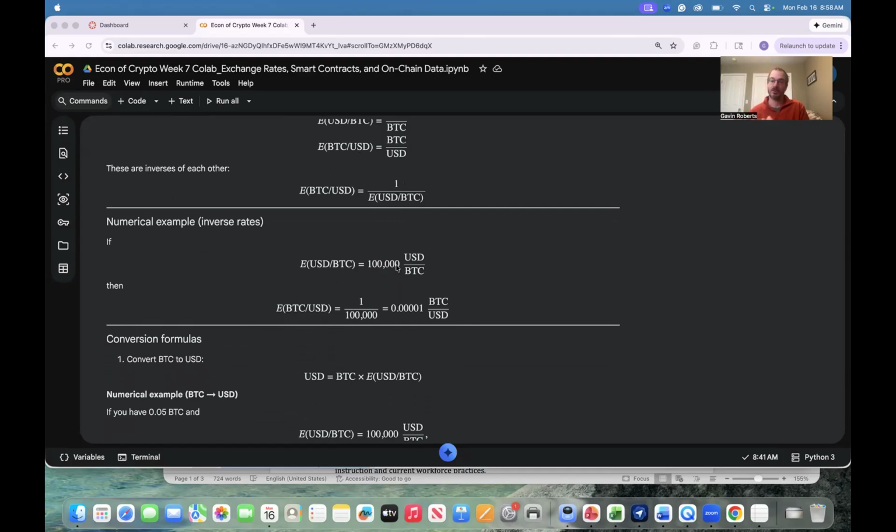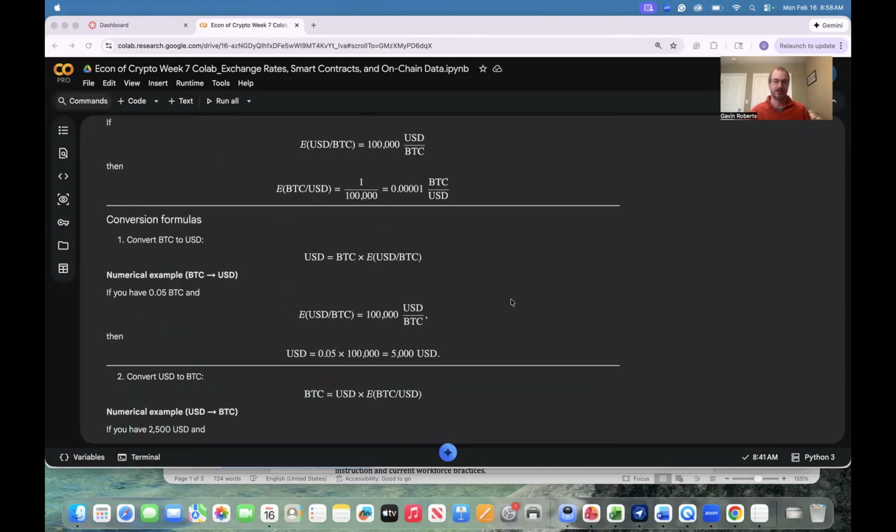Again, what this is saying in this example, not true today, but an easy number, is that one Bitcoin is $100,000. So that's the price. Another way to say that is the exchange rate is 100,000 US dollars per Bitcoin. Another way to say the exact same thing would be to say 0.00001 Bitcoin per dollar, which is just one over the opposite exchange rate.